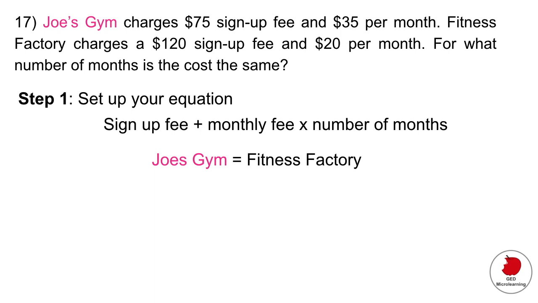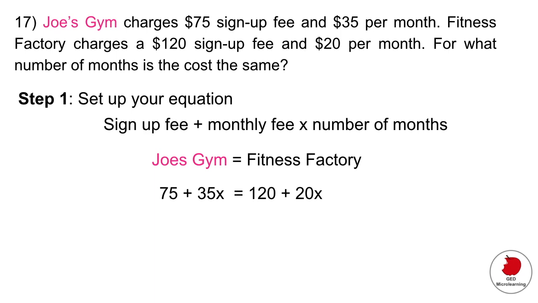Okay, so if we set up our equation, on the left side, Joe's Gym, they tell us that the sign-up fee is $75 plus the monthly fee, which is $35, and we multiply that by X, because we don't know how many months we will be there. And on the right side, Fitness Factory, they tell us that the sign-up fee is $120 plus $20 per month. And again, we would multiply that number by X, because we don't know how many months we will use it. All right, so what we do now is that we're going to solve for X.